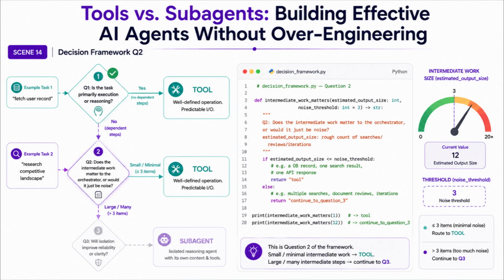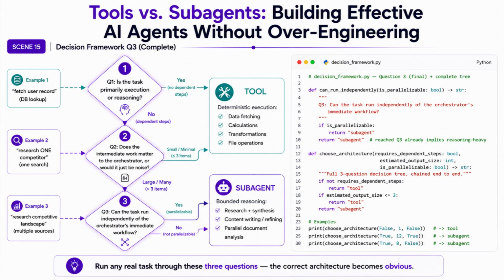On screen, the decision function extended with this second check, comparing an estimated intermediate output size against a defined noise threshold. Below that threshold, stay with a tool. Above it, isolate the work behind a subagent instead. This question really asks one thing directly: would exposing every intermediate step actively help the orchestrator reason better? Or would it just dilute its already limited attention across dozens of details it never truly needed to see in the first place? Question 3, the final branch in the tree.